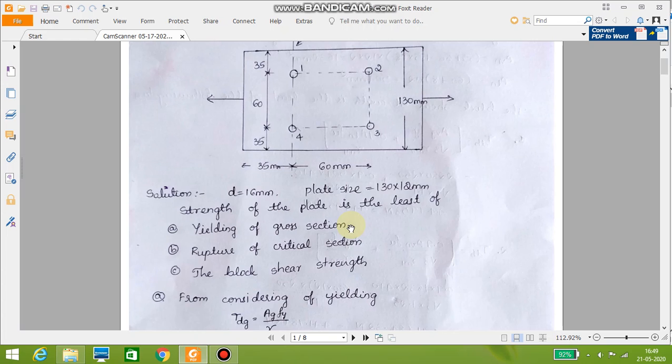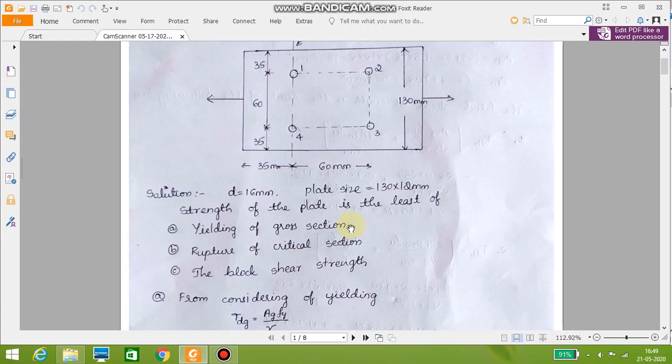Then the next one is rupture of a critical section. The formula is TDN equal to 0.9 AN into Fu divided by gamma M1 from clause 6.3.1, where you have to be very careful about fixing the net area AN equal to B minus N D naught plus summation of i equal to 1 of Psi square divided by 4gi into T. Whenever you take the staggered bolting system, we have to take care of the last part of the formula for AN. Otherwise, the formula will reduce to B minus N D naught into T.